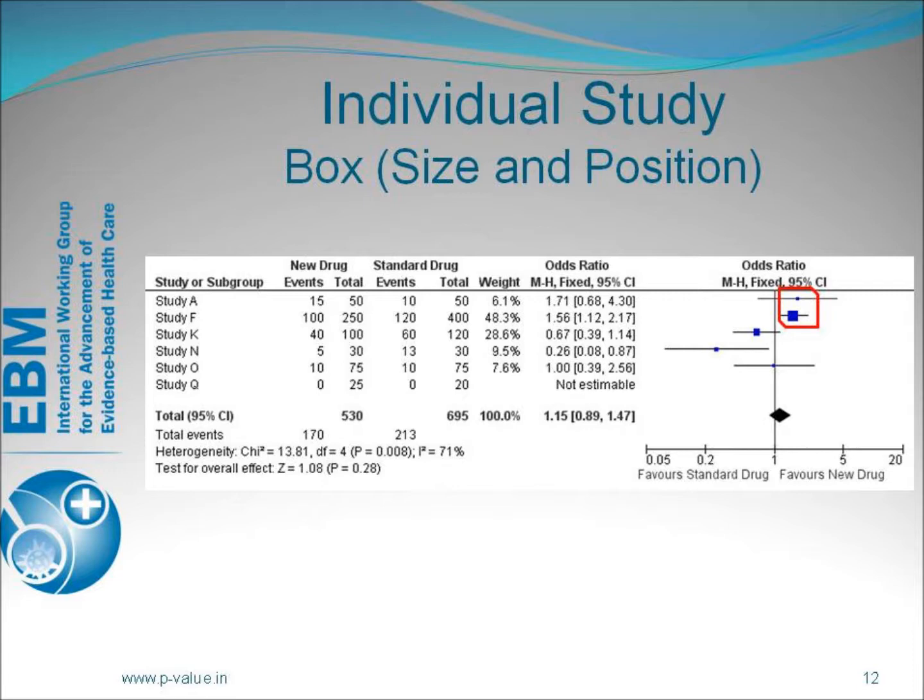Each line in the graph is a representation of one study. The blue square represents two things. The position of the blue box represents the point estimate. In the study A, the point estimate is at 1.71. The size of the box represents the relative weight of the study. Thus, study F has the biggest square because this study has the maximum weight.